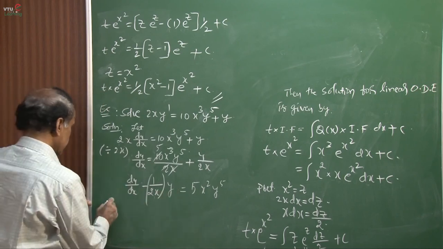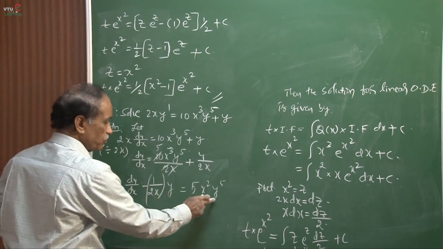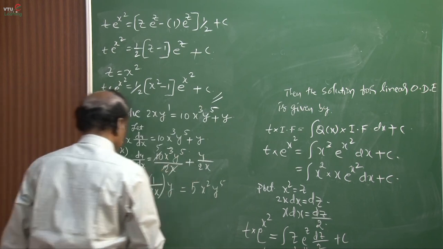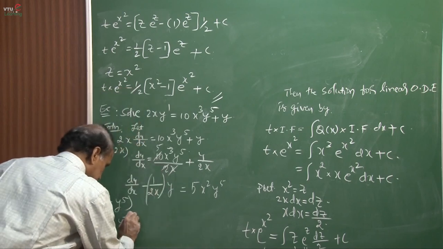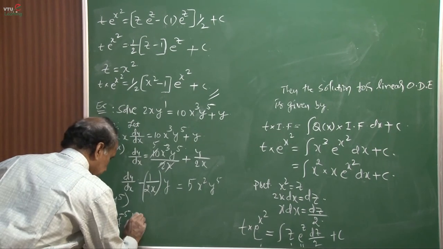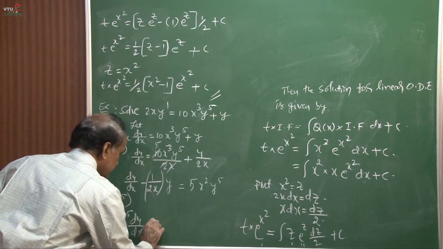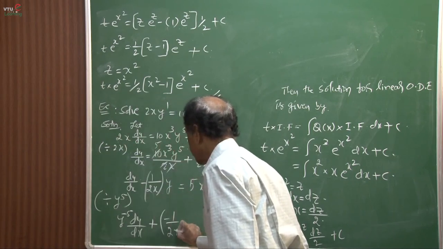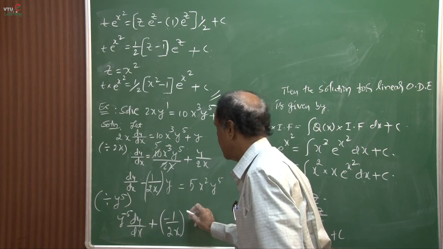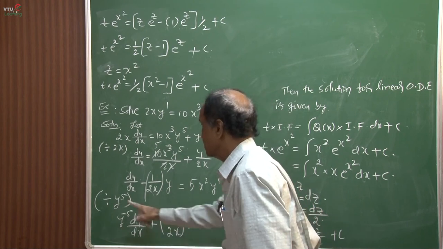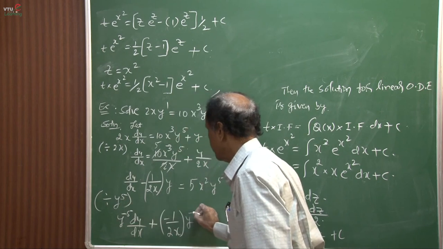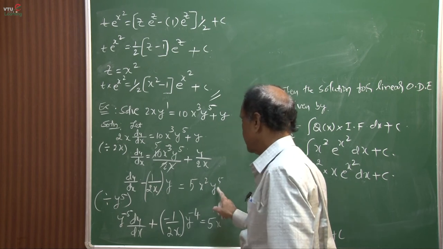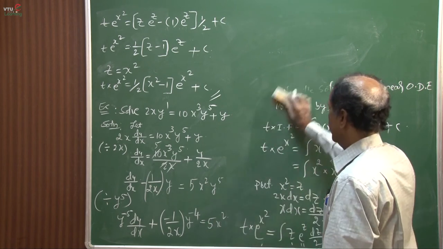Again you divide, to remove that term, y to the power of 5, dividing by y to the power of 5. Y to the power minus 5 comes here, and then dy by dx plus minus 1 divided by 2x, multiplied by y divided by y to the power of 5, which means y to the power minus 4, and 5 x square after cancelling y to the power 5.